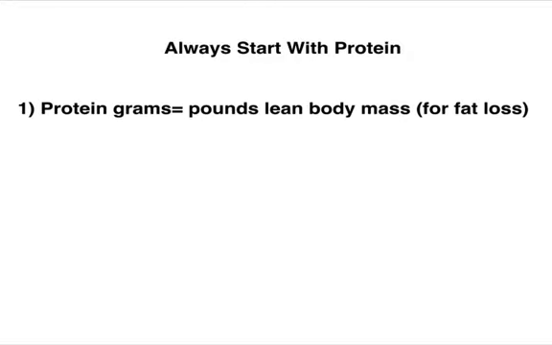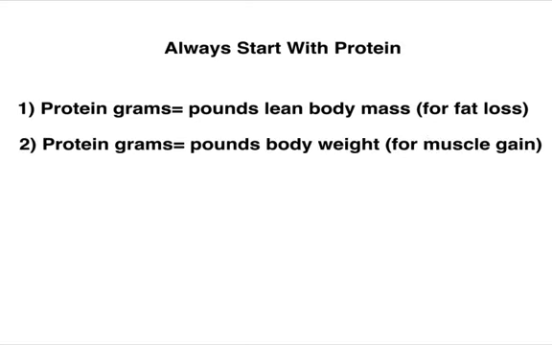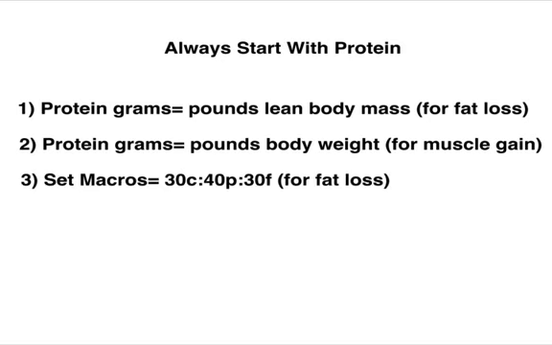The first thing you're going to do is say the protein grams are going to be equal to your lean body mass if you're after fat loss. In other words, you're going to set your grams of protein equal to your lean body mass if you want primarily fat loss. And I'll show you how to do that in a minute. If you want muscle gain, you're going to set your protein grams to pounds of body weight. Okay? So if you want fat loss, you're going to set your protein grams to lean body mass. If you want muscle gain, you're going to set your protein grams to pounds of body weight.